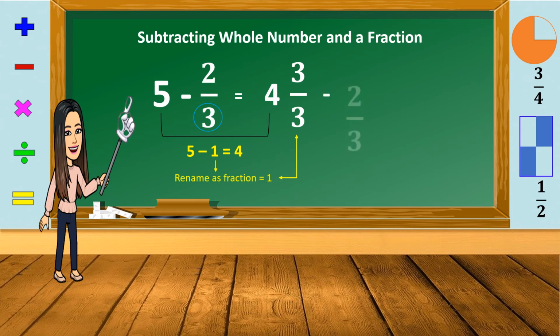We can now subtract 2/3. So they are now similar fractions. 3/3 minus 2/3, the answer is 1/3. Then the whole number is 4. So the final answer is 4 and 1/3.